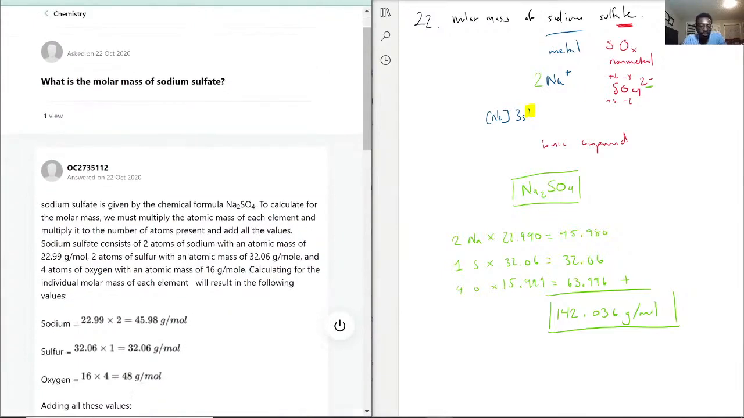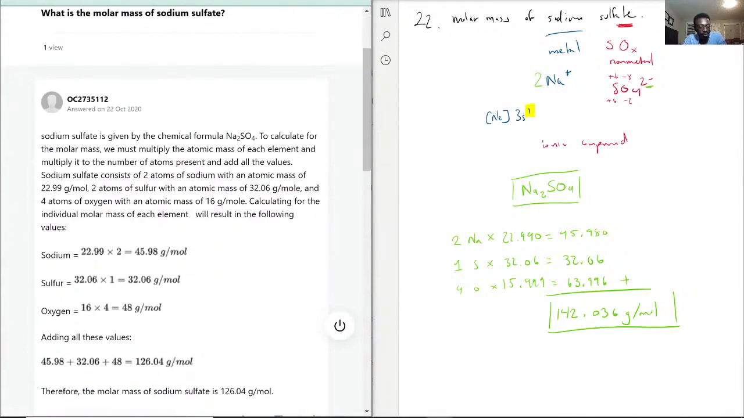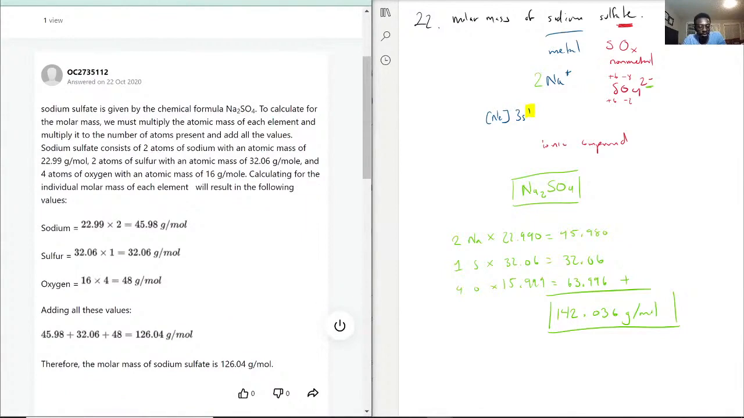Okay. So let's see. Oh, that's weird. 45, 32. Did I do times 6? No. 4 times 15.999. Oh, geez. Yeah. I don't know why. It just looks so correct. But 16 times 4 is not 48. 16 times 4 is 64.